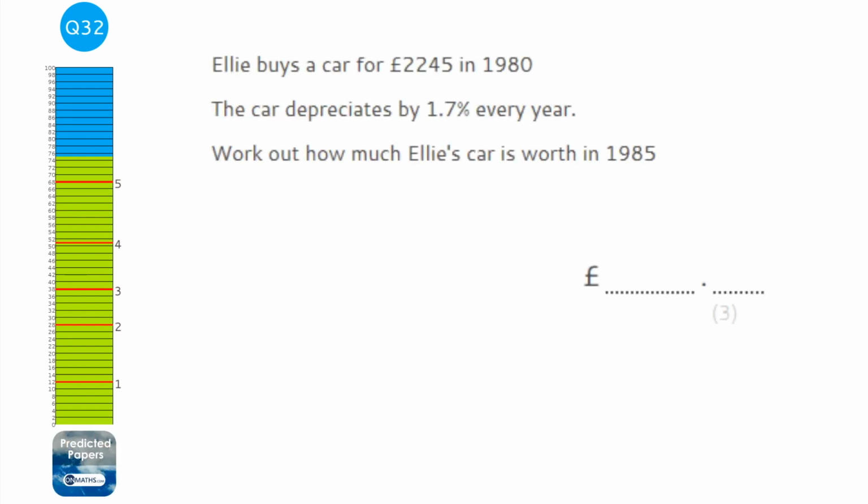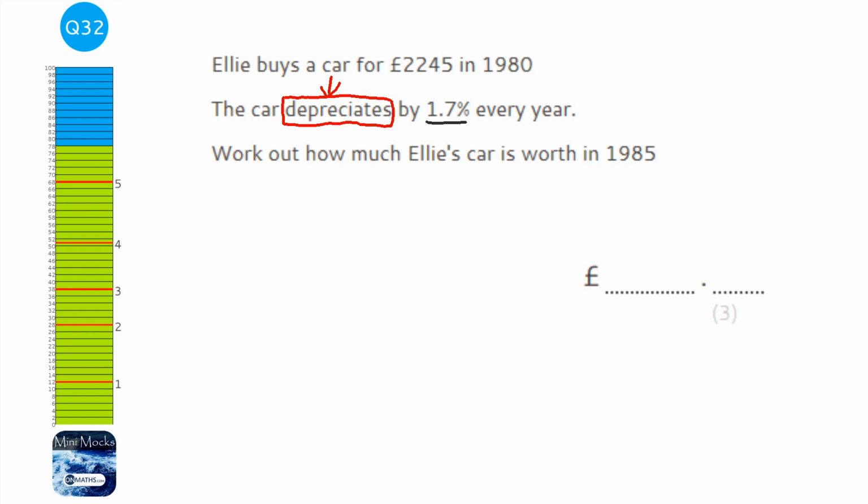Now I'm going to be using the multiplier method for this question. If you've got a different method that works really well, then stick with it. But you do need to know the multiplier method for the GCSE. Now, the word that probably tricks most people is this one here. Depreciates means goes down. Okay, it means it loses value. So it goes down by 1.7% each year.